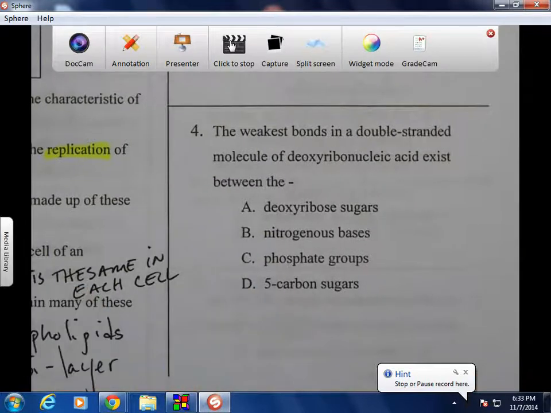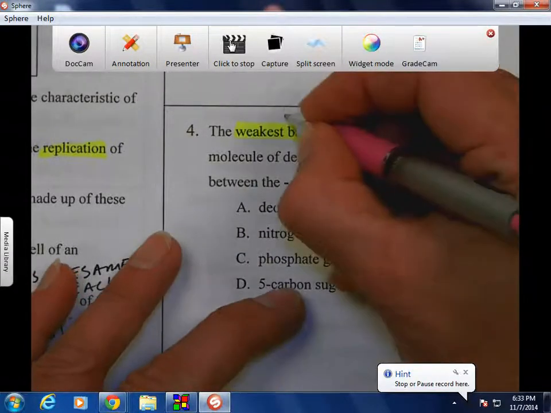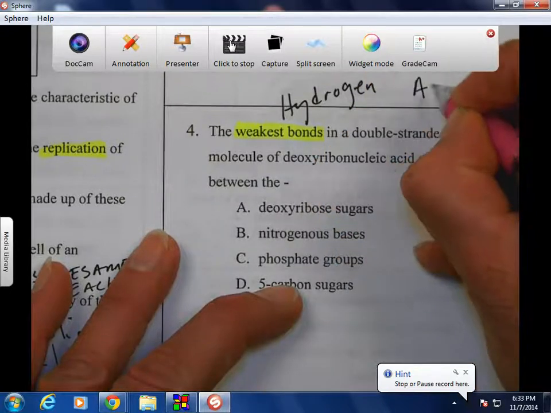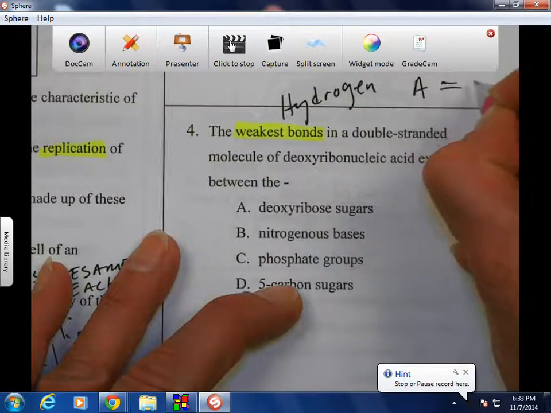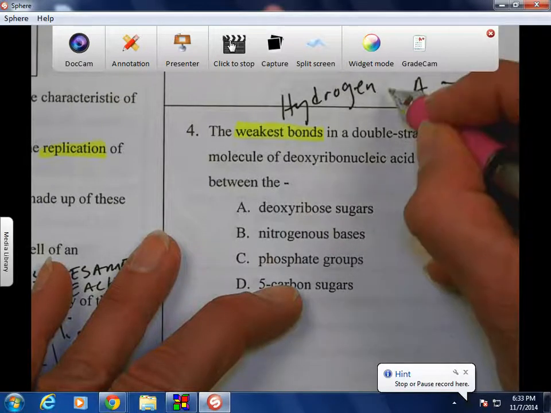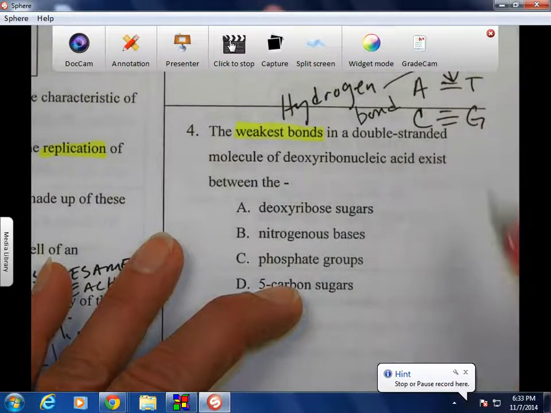Question number 4, the weakest bond. When we were talking in class, the weakest bond that we talked about was hydrogen, and that was between A and T, C and G. So that bond is a weak bond holding those nitrogen bases together.